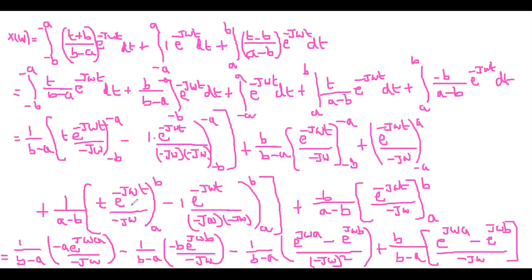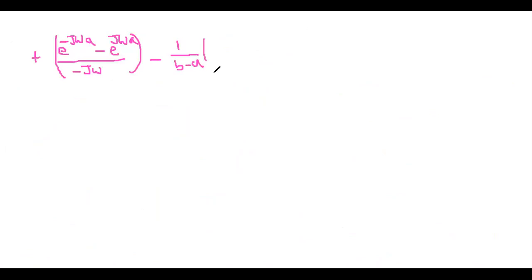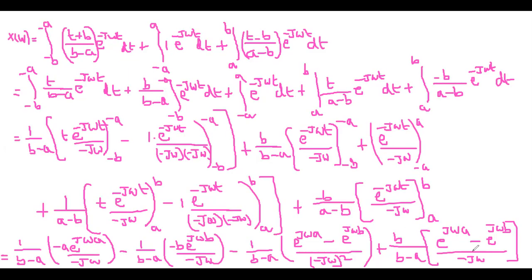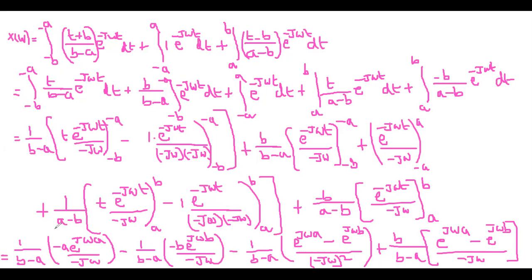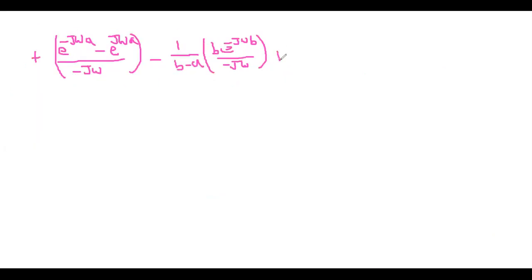See here, applying the upper limit and lower limit: b into e power minus j omega t, b into e power minus j omega b here, the upper limit is b, by minus j omega. Then here, b minus a, I take the common, b minus a has the minus we got. Similarly for these also, minus into minus, my dear students, is a plus.